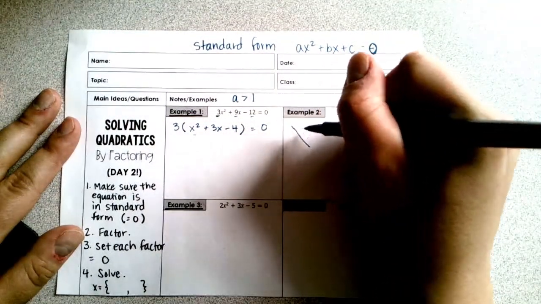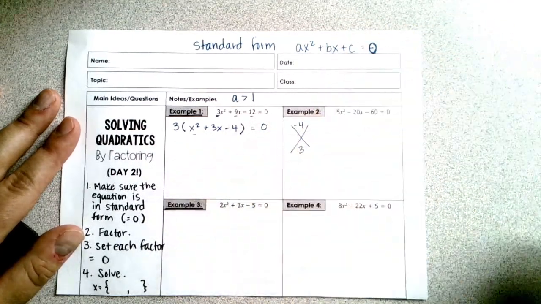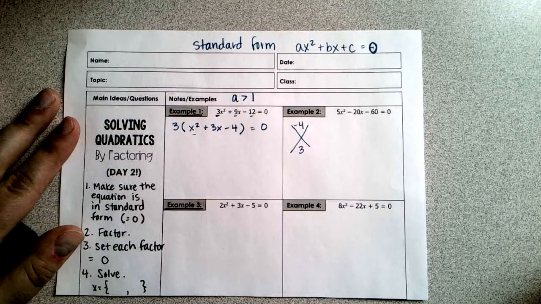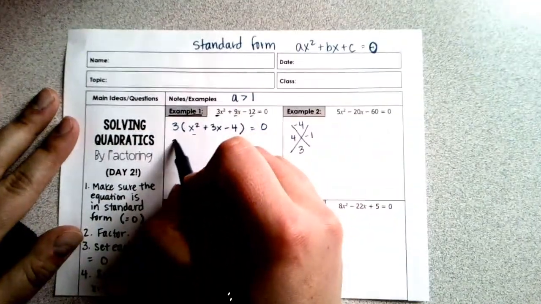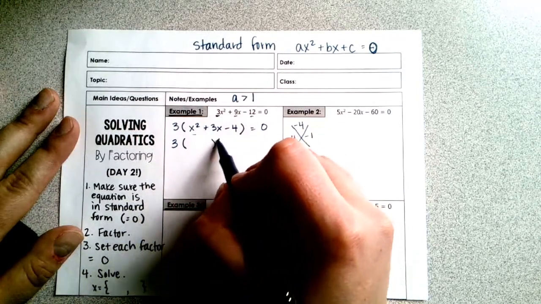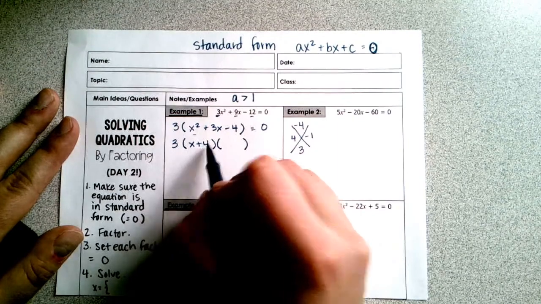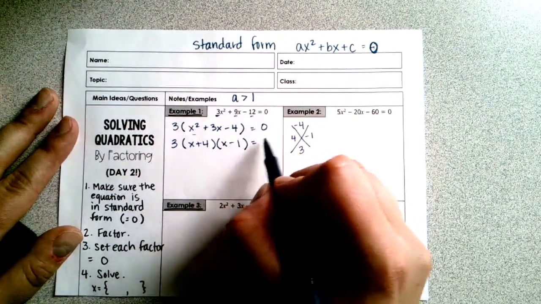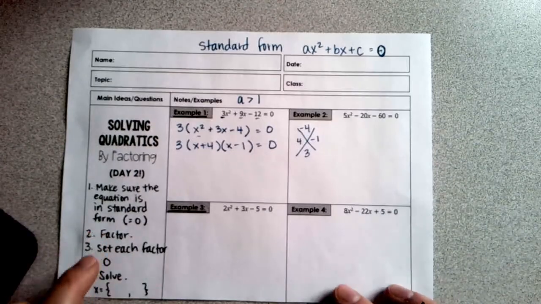Just like we did in the last video, we make an x puzzle. Negative 4 goes on top and 3 goes on bottom. Factors that work for that are 4 and negative 1, which means this 3 is still out front. And then the parentheses factor as x plus 4 times x minus 1. And then that still equals 0. So step 2 is factoring.